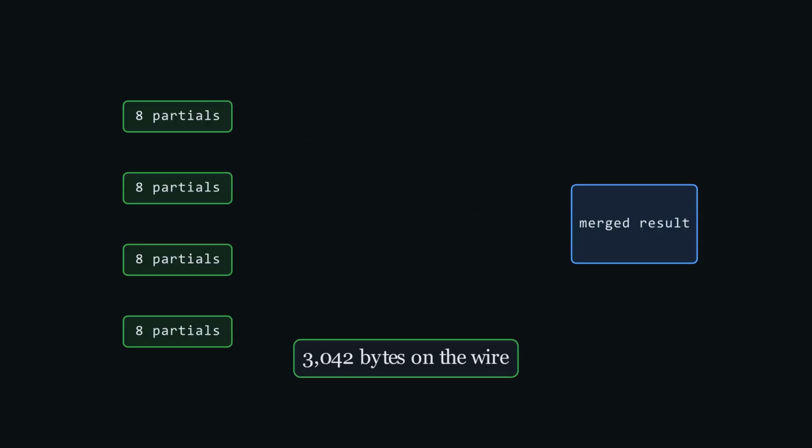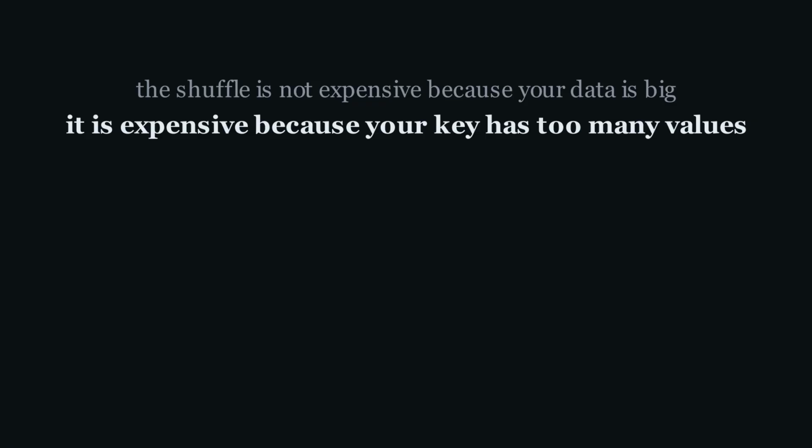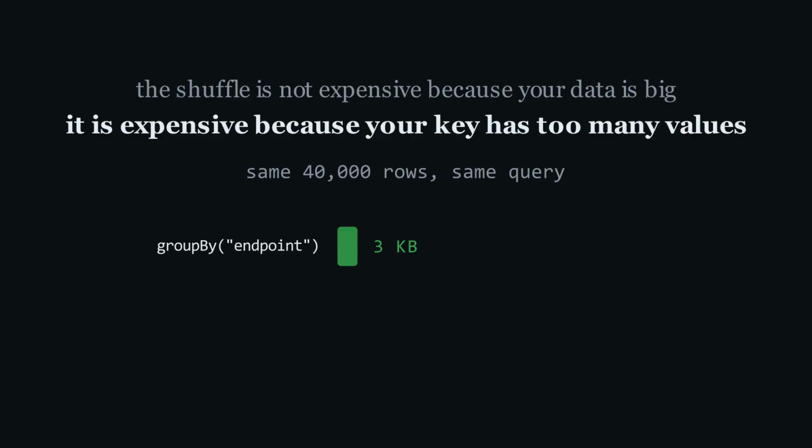Now the part that decides whether this is free or expensive. The shuffle is never expensive because your data is big. It is expensive because your key has too many distinct values, and nobody warns you when you pick one. Watch. Nothing about the table changes.